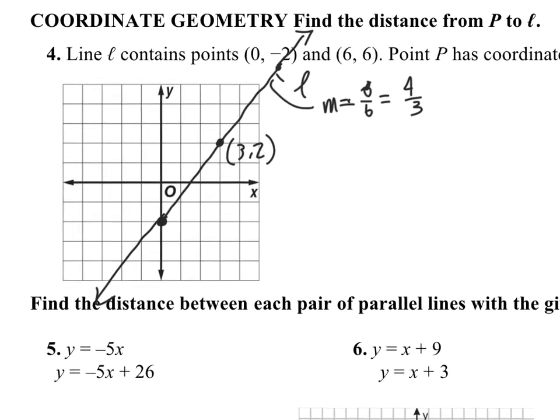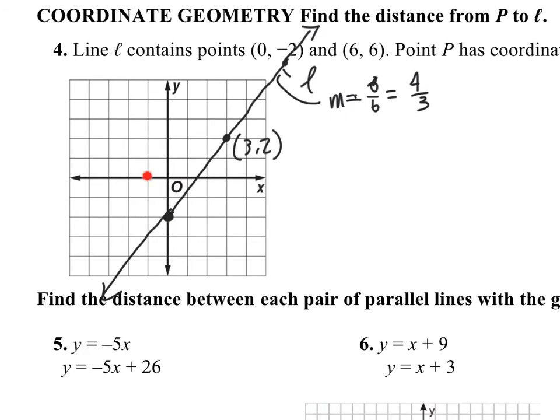Now, what I want to do is plot the point P at (-1, 5). So I'm going to come over here and go negative 1, up 1, 2, 3, 4, 5. And I'm going to plot a point there, and I'm going to call that point P. Okay, and what I want to do is draw a perpendicular line from point P to this point here. And so my perpendicular line looks like it would go this way. Now, what I know about this line is that it has a slope of 4/3, so I know that my perpendicular slope is going to be negative 3 over 4. And I'm going to go ahead and calculate that.